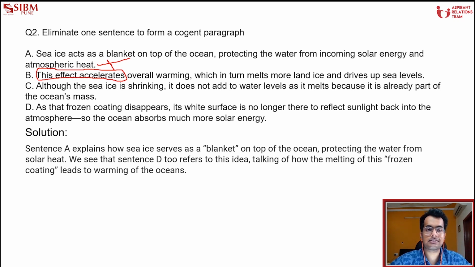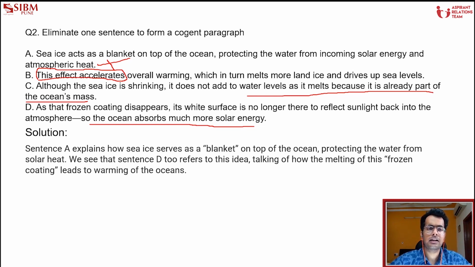So although this sea ice is shrinking, it does not add to the water levels as it melts, because it's already part of the ocean's mass. And sentence D says, as that frozen coating disappears, its white surface is no longer there to reflect the light back into the atmosphere, so the ocean absorbs as much solar energy as possible.